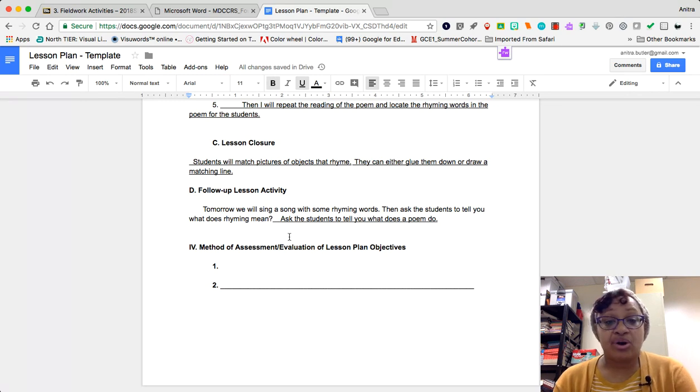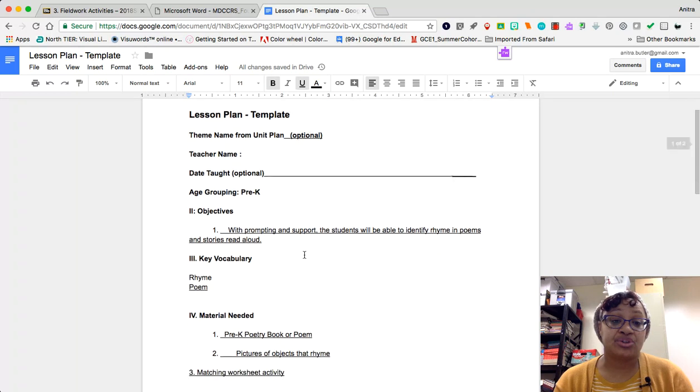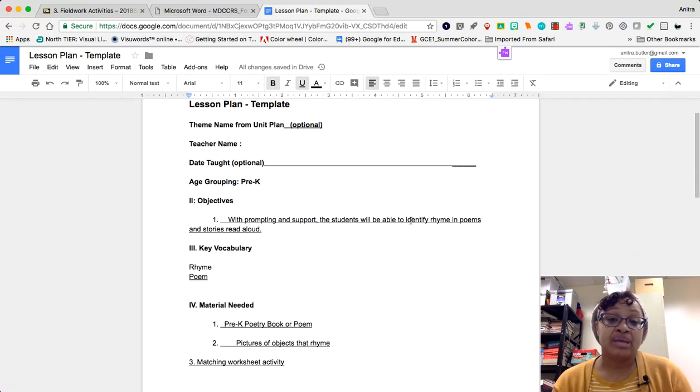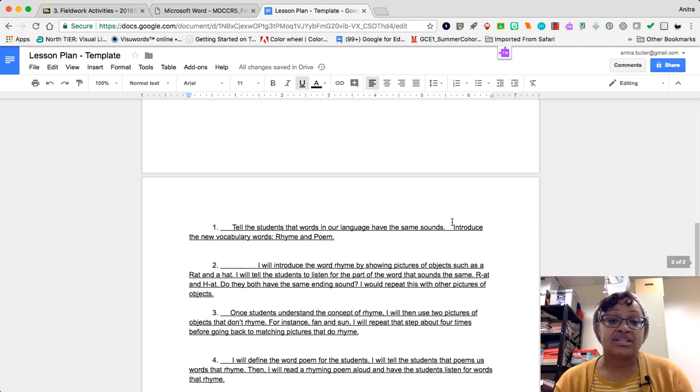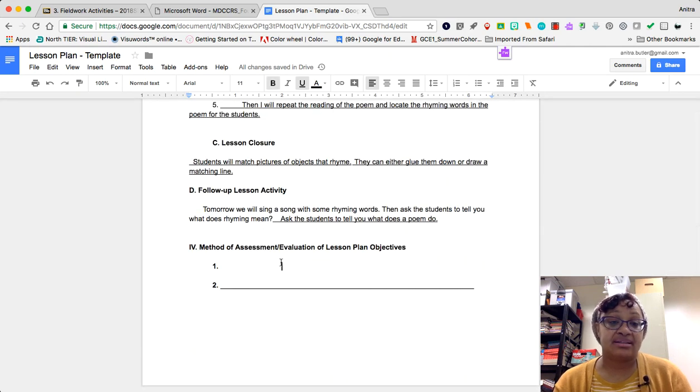Now, this is the part where people lose points. The assessment is very important. So your objective was the student will be able to identify rhyme. Okay, so how are you going to measure that?